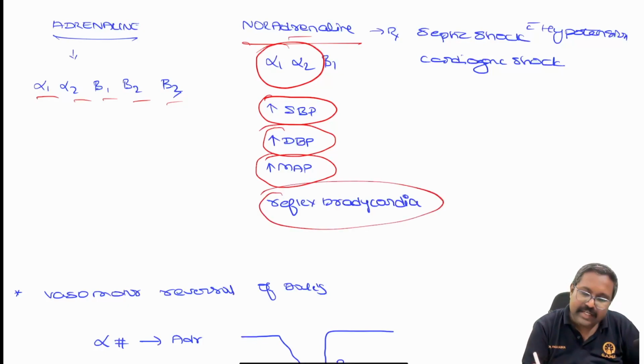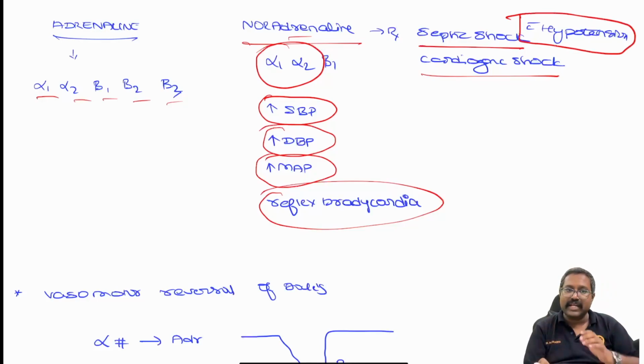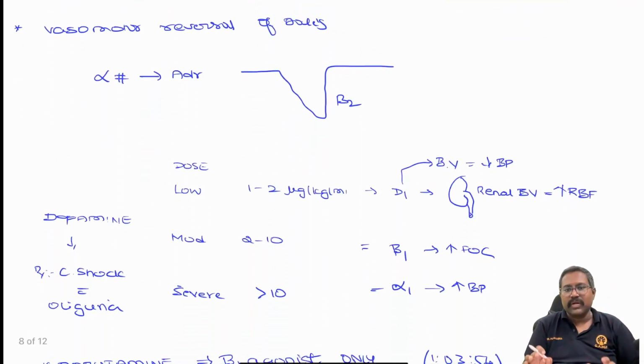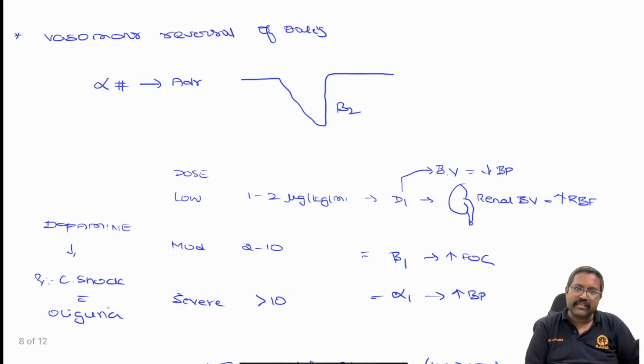So where do you use noradrenaline? Noradrenaline is preferred in the treatment of septic shock and cardiogenic shock, especially if they are associated with hypotension. Is that clear? Okay.